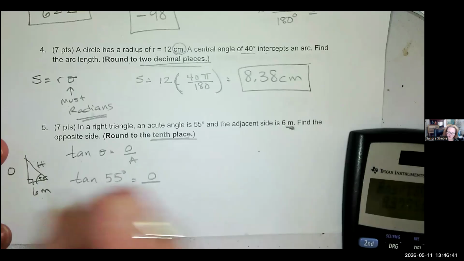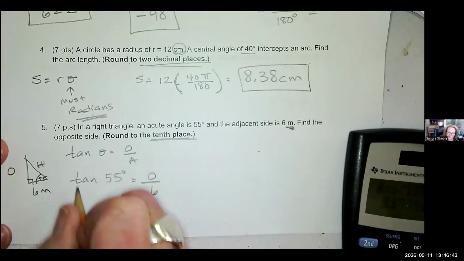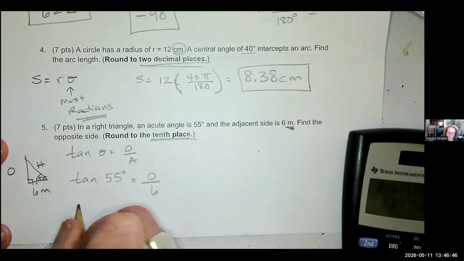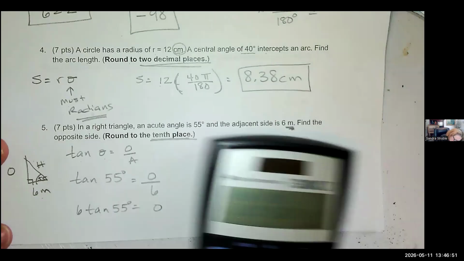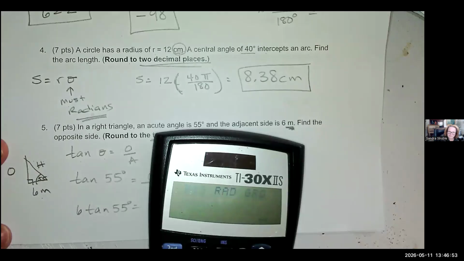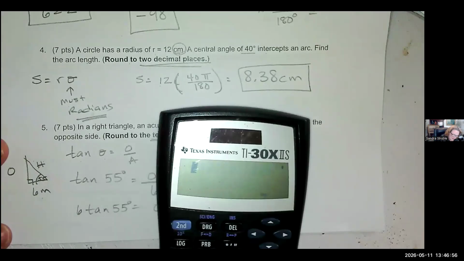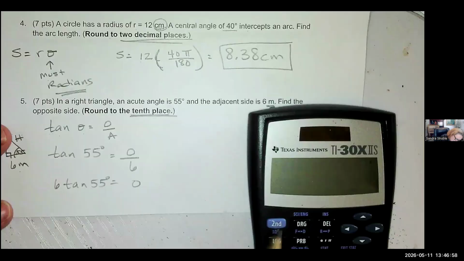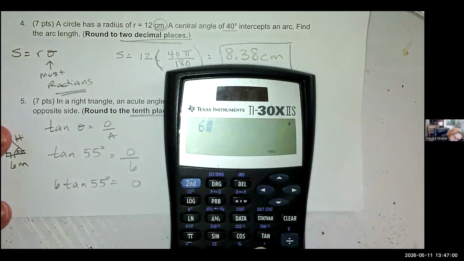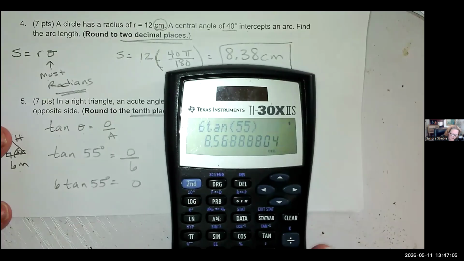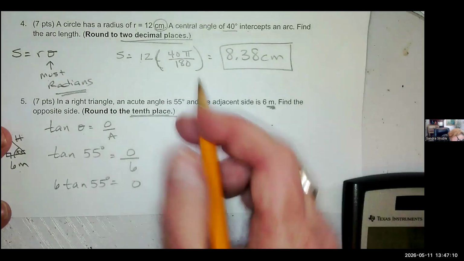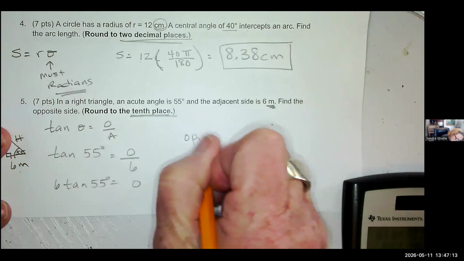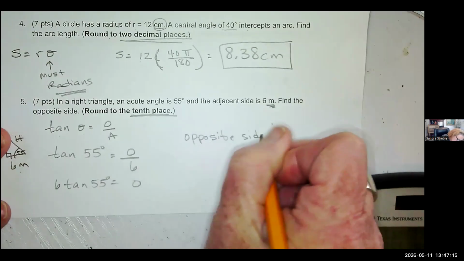And I'm just going to multiply. 6 tangent of 55 is equal to the opposite. I need to make sure my calculator is in degrees because otherwise it's going to be wrong, because it is a degree, not radians. And I'm just going to go 6 tangent 55 equals. And I got 8.56. How many decimal places? Just one. So 8.6. So the opposite side is 8.6, same unit, meters.